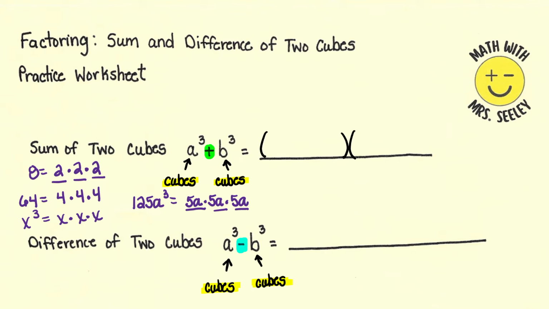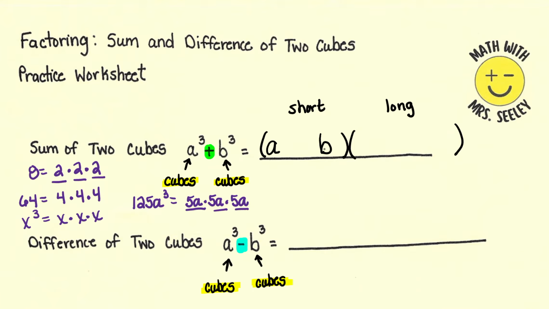You're going to have 2 parentheses, one's a short and one is a long. And you're going to look at your problem and ask yourself, what do I cube to get this right here? Which in this case is A. And you're going to put it right there in the short parenthesis. Then you're going to ask yourself, what do I cube to get this right here? And in our case, it's B. B times B times B. So I'm going to put that right here.